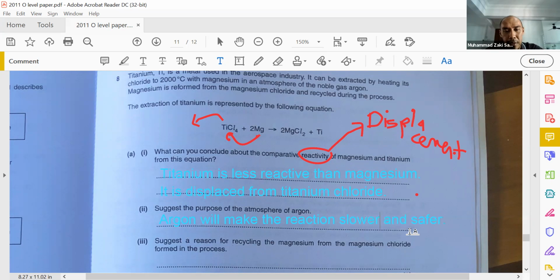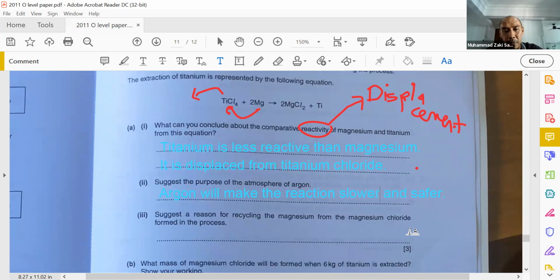Next, suggest the reason for recycling magnesium from magnesium chloride formed in the process. Okay, so the reason is, remember, recycling, right? You recycle a metal because sometimes the metal is not abundantly available, which means it is a non-renewable resource. So likewise for magnesium, it is actually not so widely available like iron. You cannot make a comparison like that.